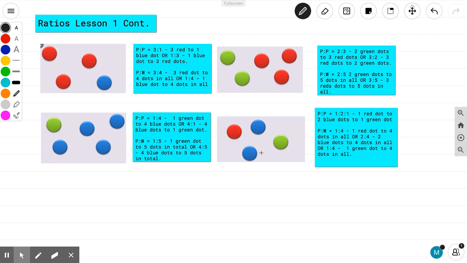Now for the part to whole, there are 4 dots all together. So I said 1 red dot out of 4 dots in all, or 2 to 4, which would be 2 blue dots out of 4 dots in all. Or again, 1 to 4, which would be 1 green dot out of 4 dots in all.